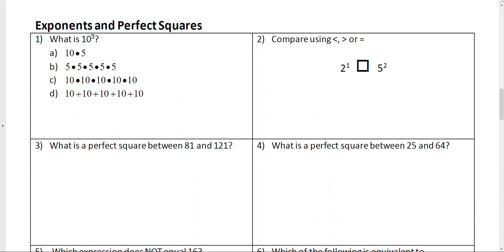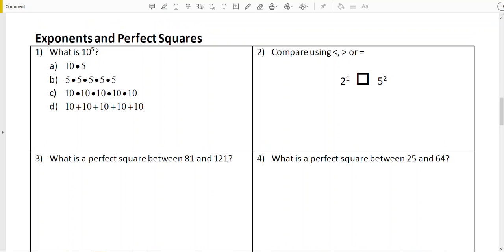So we're going to write this out in expanded form. And when we write 10 to the 5th power in expanded form, remember that we're doing repeated multiplication. So we're writing 10 times itself 5 times. So the answer for this one should be C: 10 times 10 times 10 times 10 times 10. It is not 10 times 5. Remember, Taylor Swift says that we are not allowed to multiply the base and the exponent together.